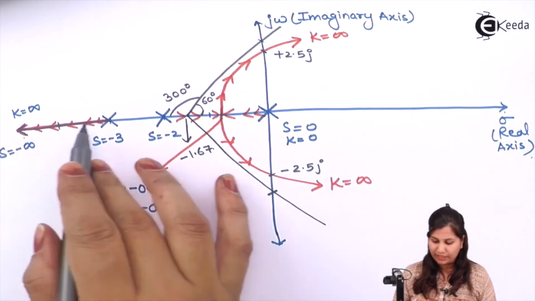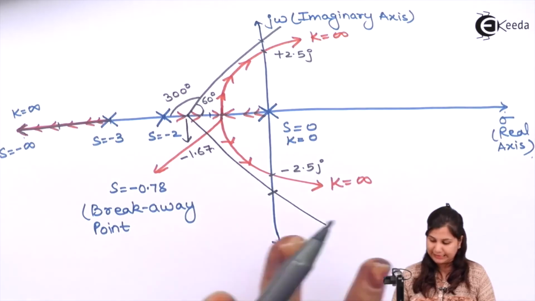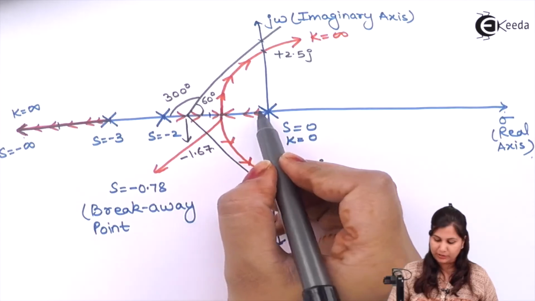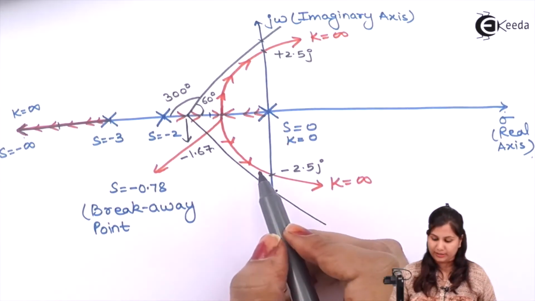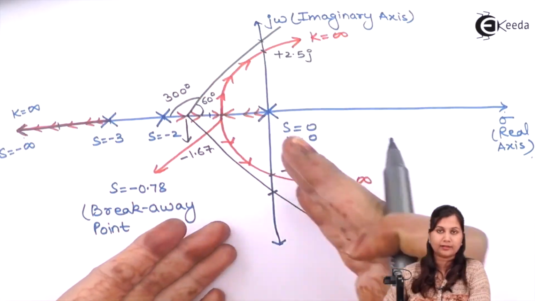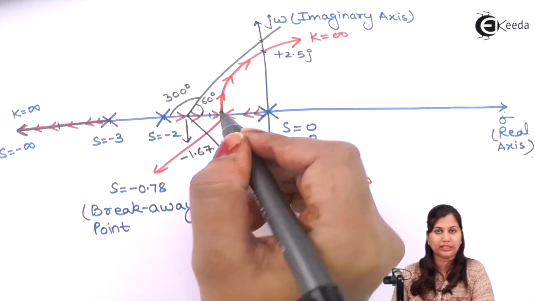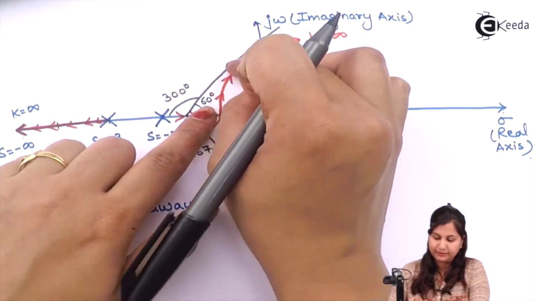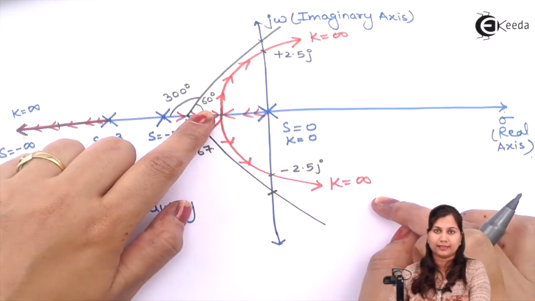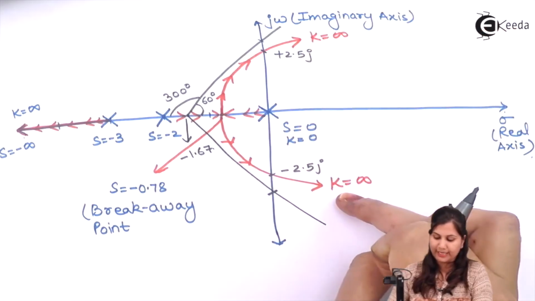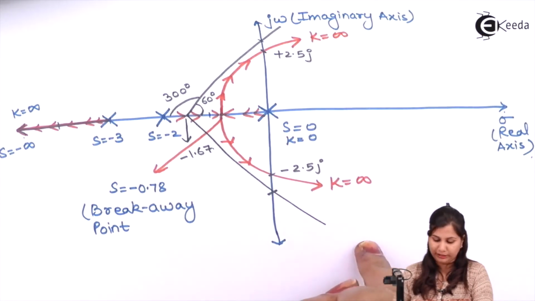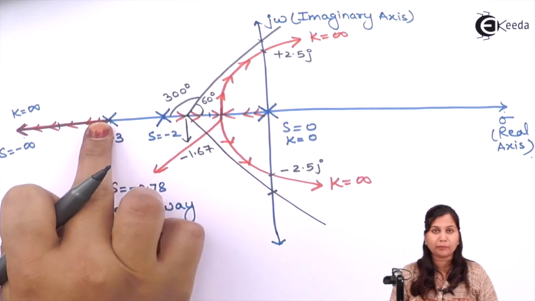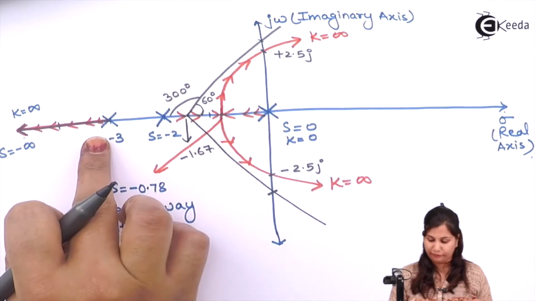So root locus we have plotted, we have completely sketched the root locus. This is one of the branches, this is one of the branches, and these are two branches. These two branches they are breaking away at this point. So totally we are having three branches. One part is this, one part is this, and third part is this. These two root locus they are terminating at k equals infinity. This is terminating at k equals infinity. Starting from a pole, terminating at k equals infinity.